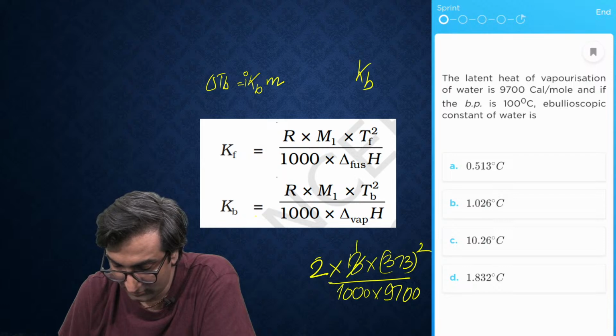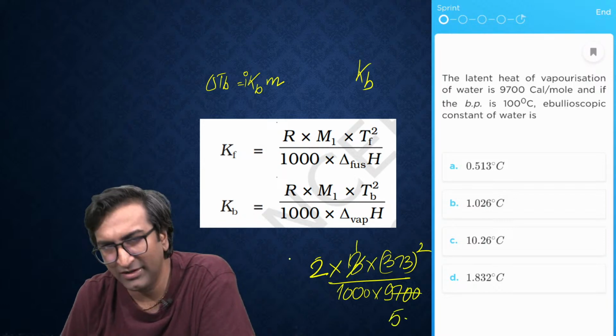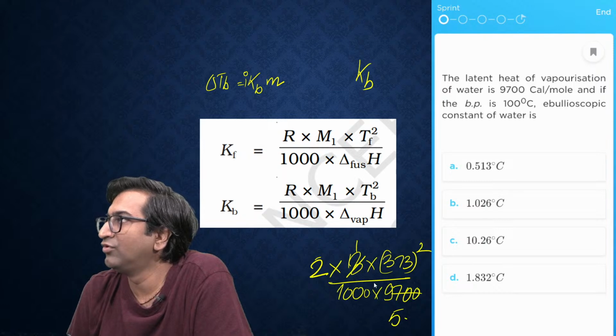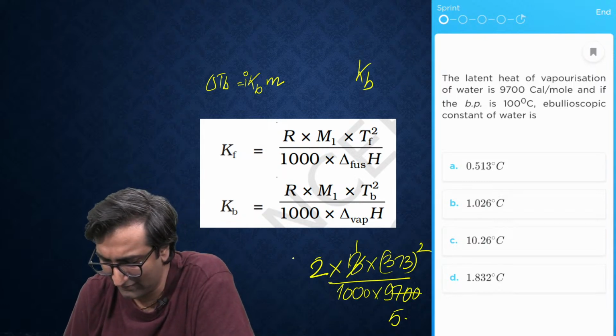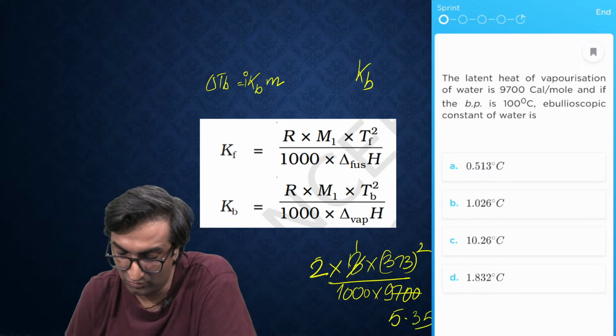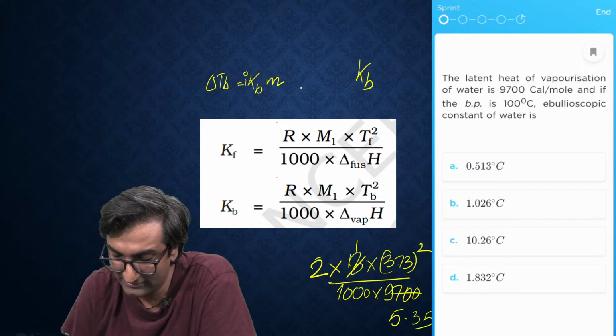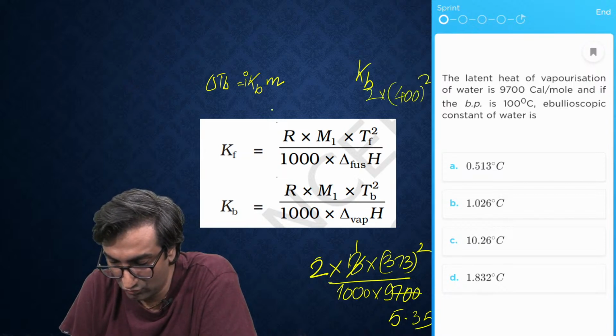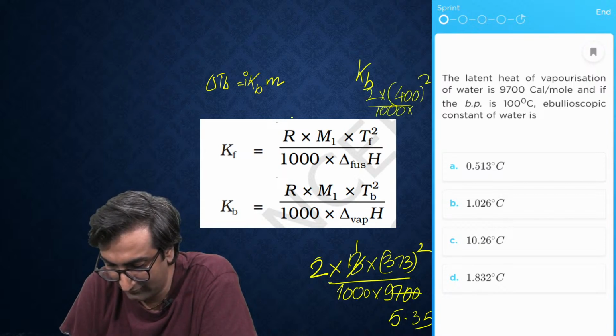Let's say this is 1. This goes 5 point something times. 70 by 18 is... no, it's 4. It's 3. Let's say it's 5.35 or something like that. ठीक है. Does it help? No. What is 373 square? Let's take it as 400 square. That's not good. 400 square into 2 divided by 1000 into 5.